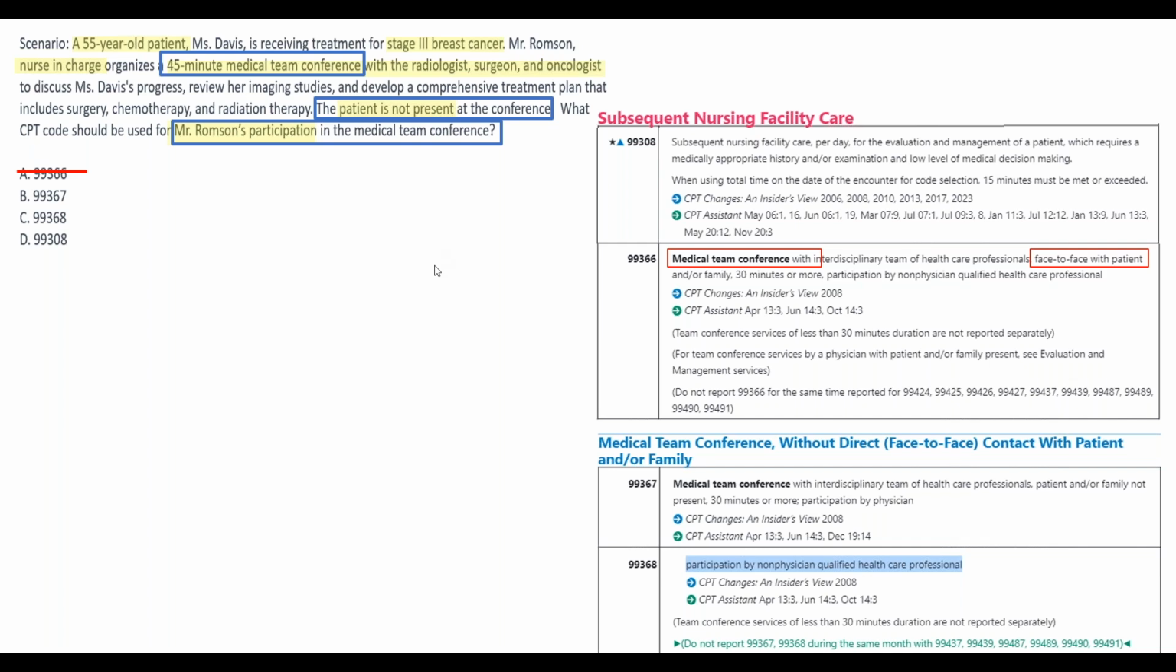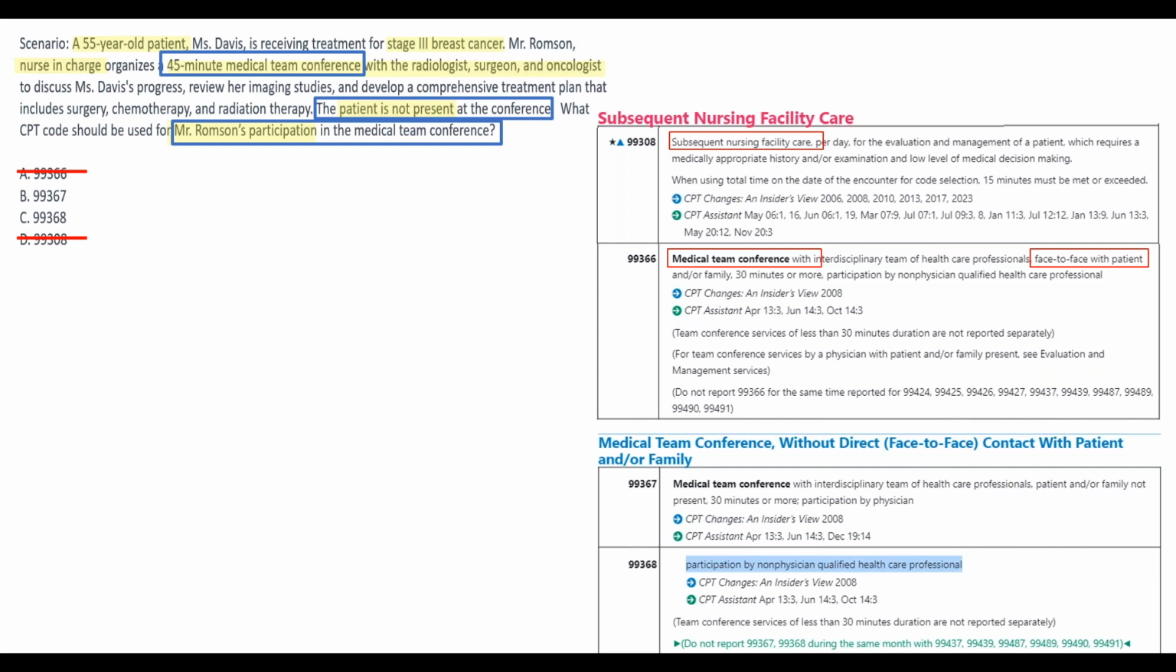Yes, once again, I can see a few aha moments in the chat coming up. And okay, let's move on with the scenario. So also I can eliminate option D, that is coding for 99308, which is a subsequent nursing facility care per day. We are not coding here for nursing facility care. We are coding for Mr. Romson's participation in the medical team conference.